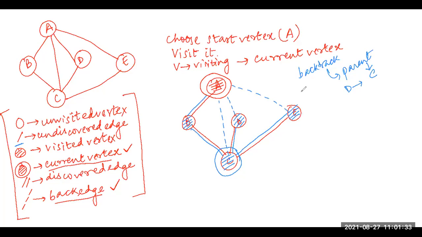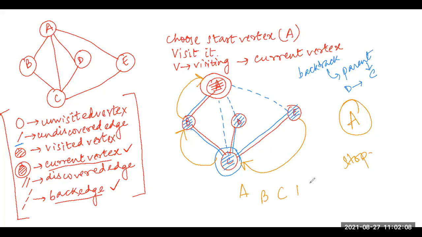So we will backtrack. Now from E, nowhere we can go, right? So E has no more edges to discover. We will backtrack to its parent. C has no more edges to discover. It will backtrack to its parent. B has no more edges to discover. It will backtrack to its parent. Now, once all the backtracking is done and we reach the starting vertex, we will stop. And what was our order? Our order was A, B, C, D, and E. This was our order.